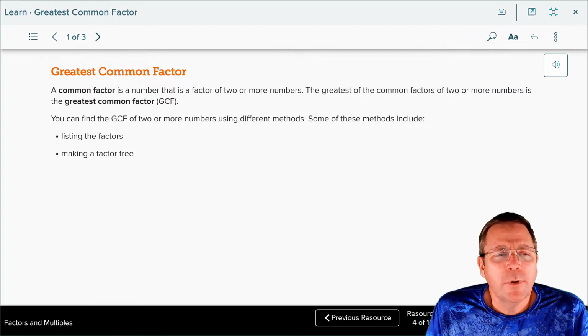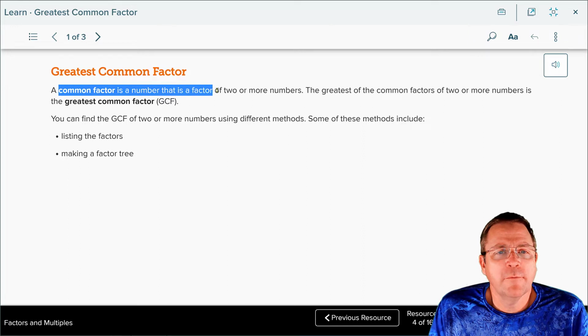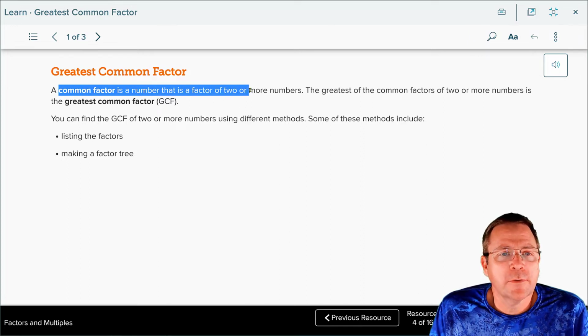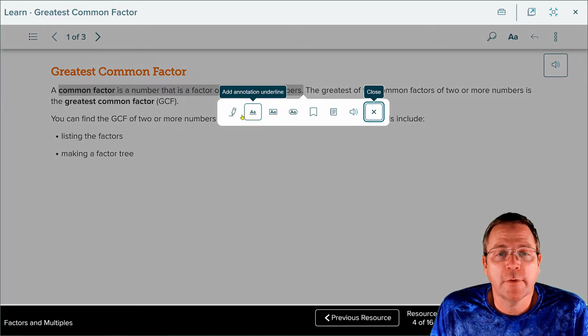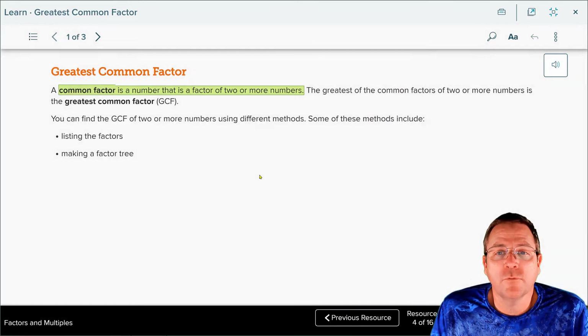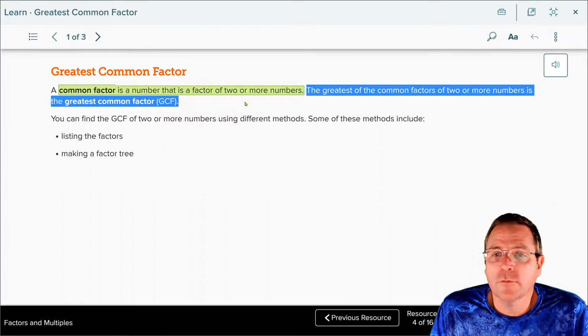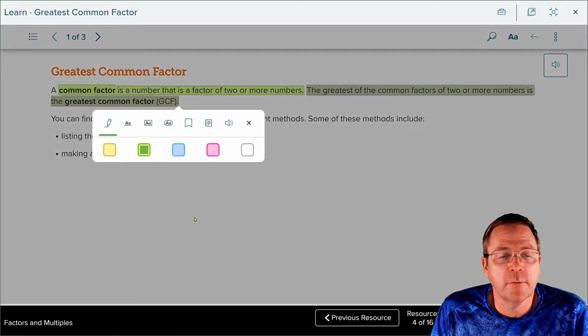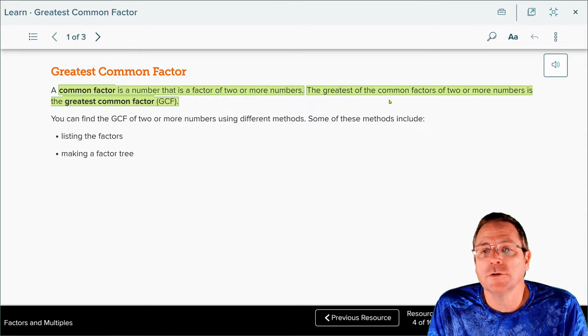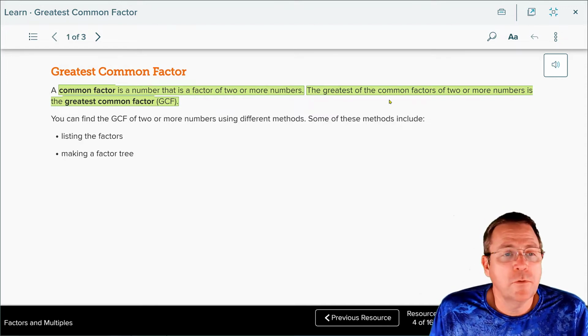And now that we're done playing with balloons, it's time to truly define these things. A common factor is a factor of 2 or more numbers. Meanwhile, the greatest common factor of 2 or more numbers is the greatest of the common factors of those numbers. Let's use the terms in the definition: the greatest of the common factors of 2 or more numbers is the greatest common factor.